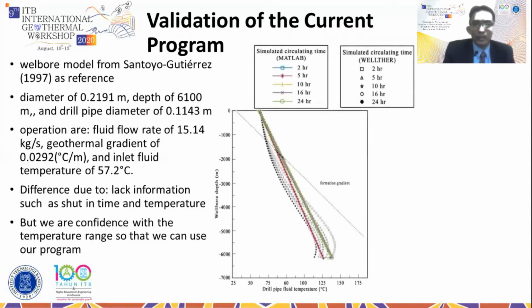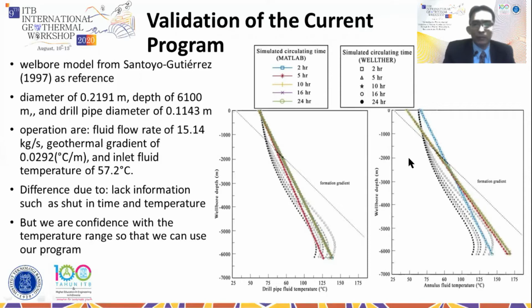And the result that we can see here on the left is for the drill pipe fluid temperature. On the right is for the annulus fluid temperature. On the coordinate is the depth, and we have until about 6,000 meters, 6,100 meters.